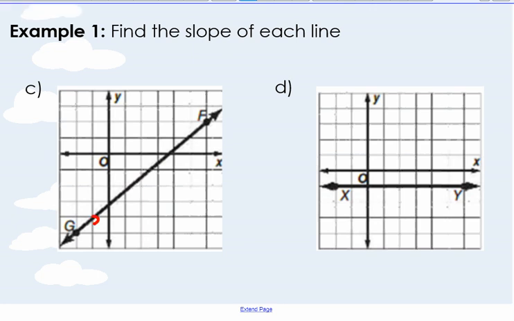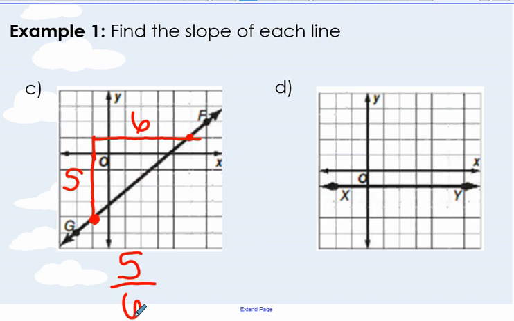We've got a point here, and we've got a point here. So let's see, we've got up 1, 2, 3, 4, 5, and we've gone over 1, 2, 3, 4, 5, 6. So we rose 5, we went over 6. So finding slope on a graph tends to be our easier method, okay?